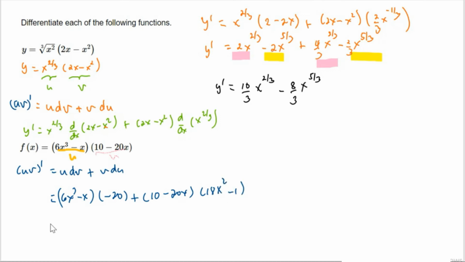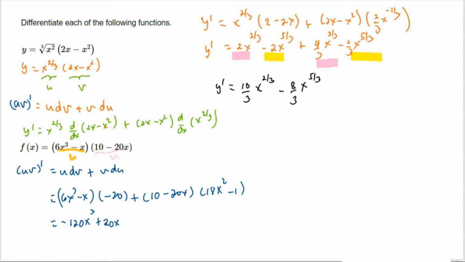So simplifying that one, we have 6x cubed minus x times negative 20. Using the distributive property, negative 20 times 6 is negative 120x cubed, plus negative x times negative 20 is positive 20x. And then 10 times 18x squared using the FOIL method.